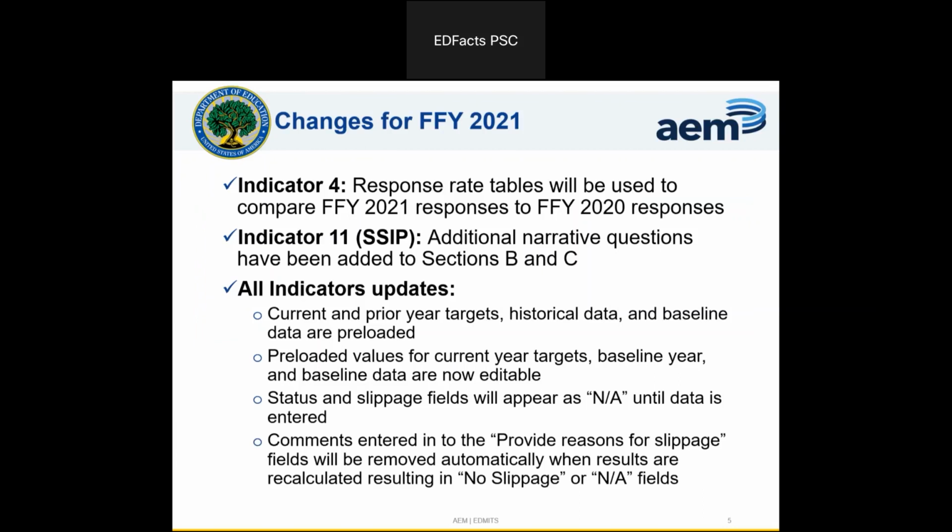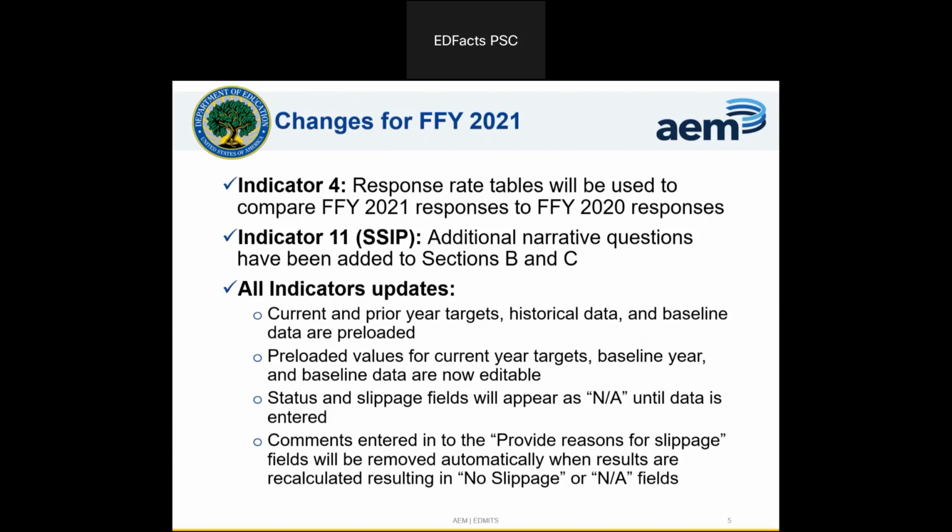So I would like to go over some changes for FFY 2021. First, let's go over some particular indicators. For indicator 4, the response rate tables will be used to compare 2021 responses to 2020 responses. For indicator 11, which is the SIP section, there are additional narrative questions that have been added to sections B and C. And then updates to all indicators.